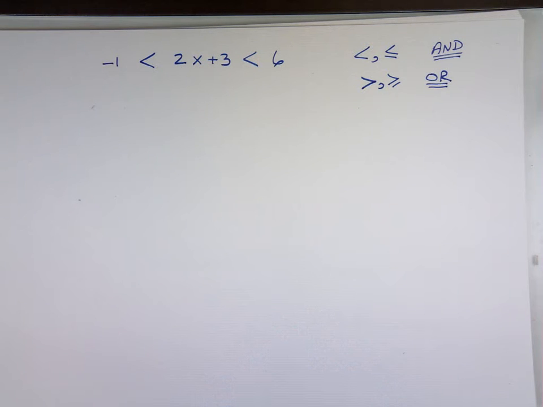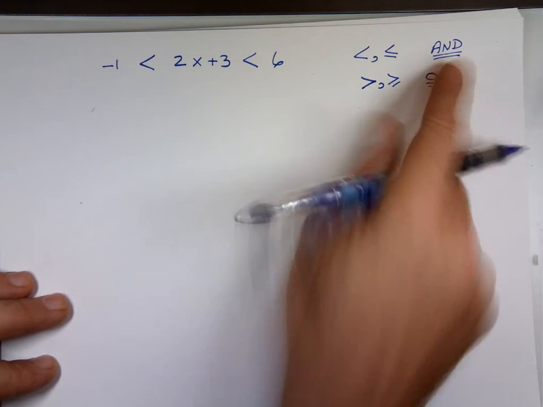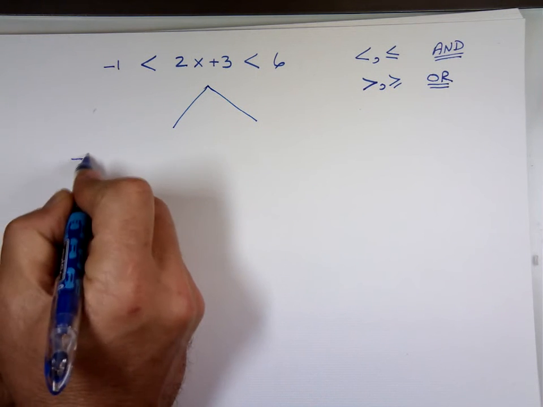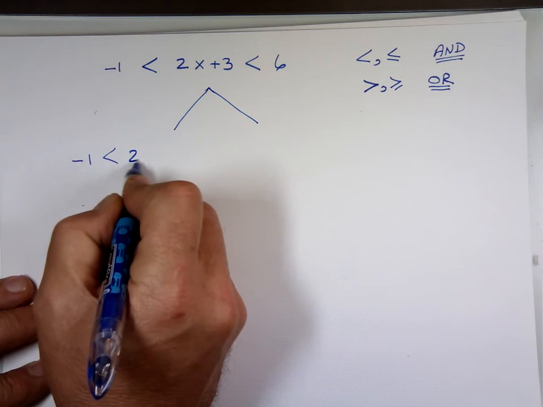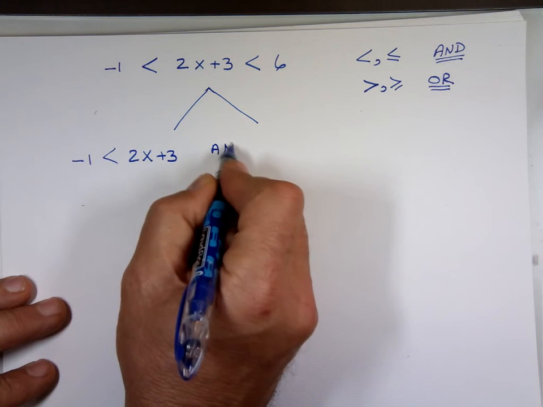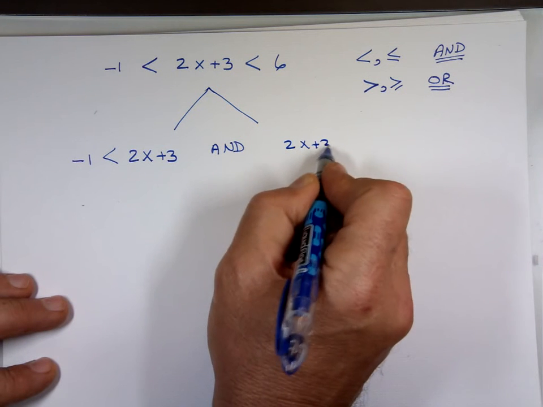So with graphs, when it's and, we're looking for an overlap where the 2 lines cross. With or, we're looking for either this side or that side. So this example here, this is less than. That means that's an and operation. So I can really break this one down to 2 parts. -1 is less than 2x plus 3 and 2x plus 3 is less than 6.